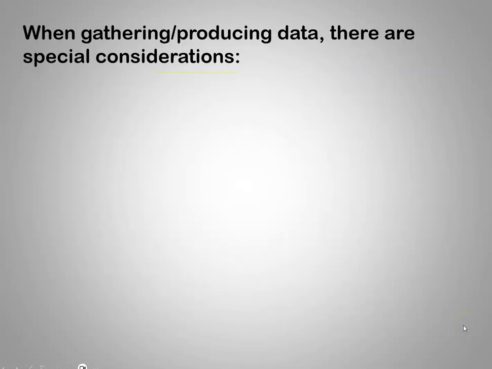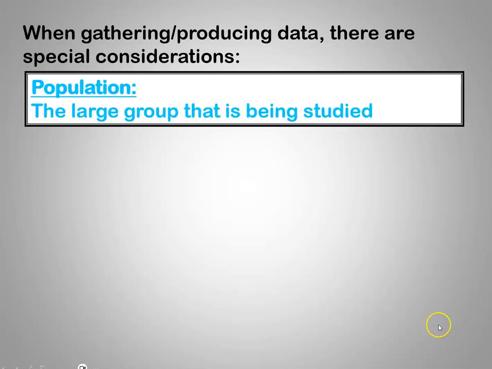Okay, when gathering or producing data, there are some things you need to consider. First off, the population. The population is the large group that's being studied. We might study a population of 10 people in our statistics group, or we might study a population of 4 million people in the United States. I don't know if that's the actual population, I just made that up.